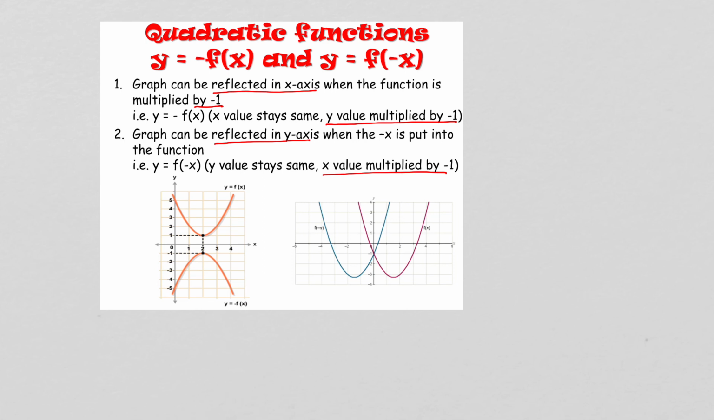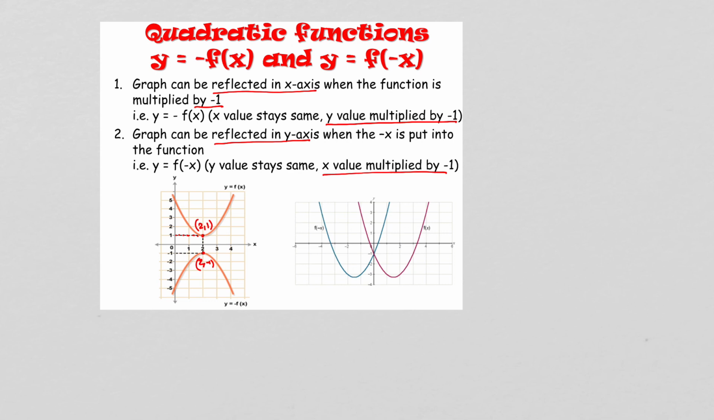So again, if we look at our graph here, we can see the first graph is reflected in the x-axis, and all of the x values are staying the same. So out to 2 is still the same, but we're going up to 1. So this coordinate here would be out to 2 and up to 1. If I multiply the y coordinate by -1, I can see that that becomes 2, -1.